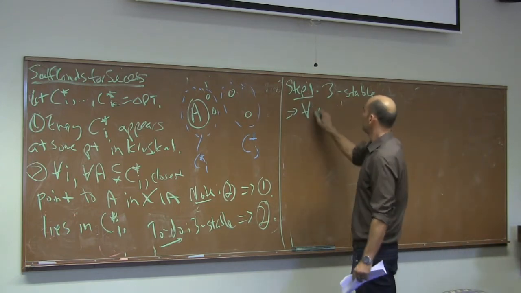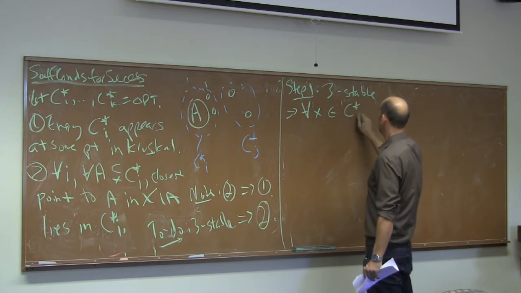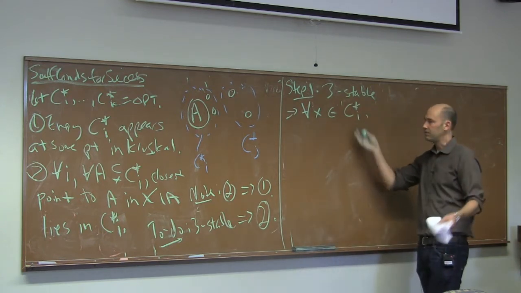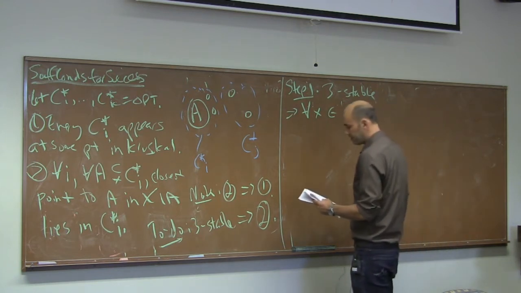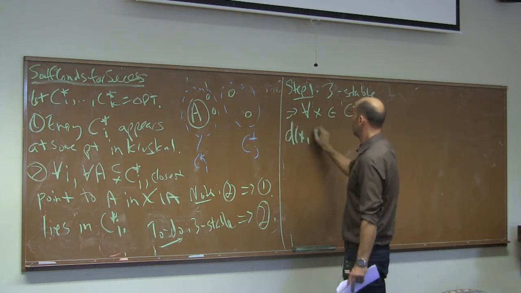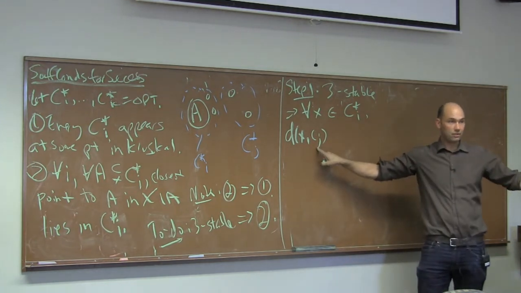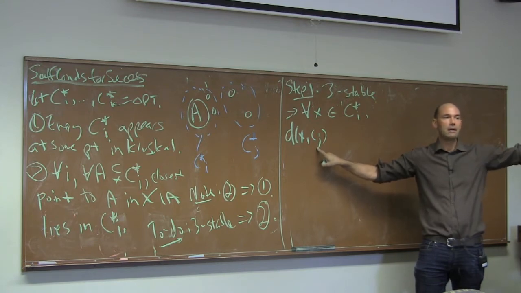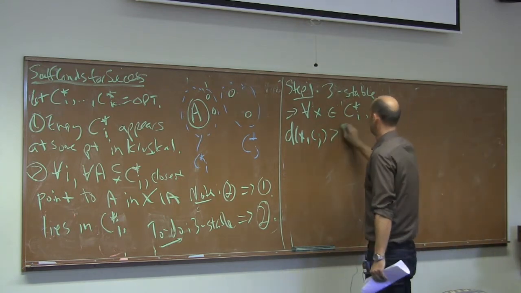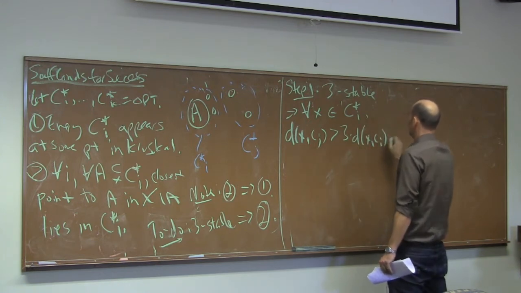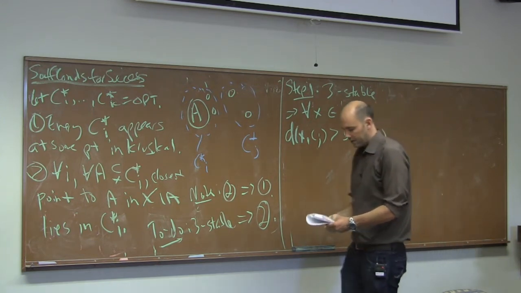So for all points in the ith optimal cluster, again, we don't know what this is. This is just for the analysis at the moment. For all x in c star i, if I look at a cluster center for some other cluster other than x's, it's going to be way farther away from x than x's own center ci. Specifically, it's at least triple the distance between x and its own center ci.